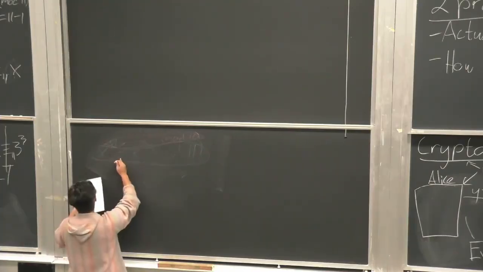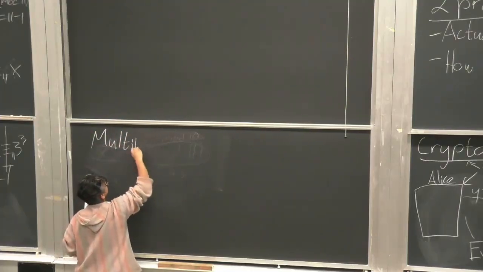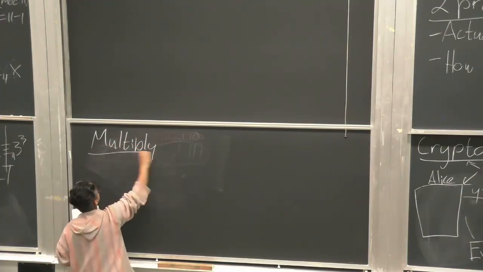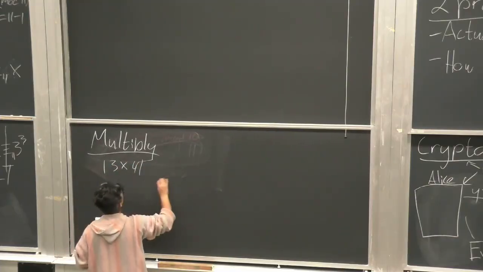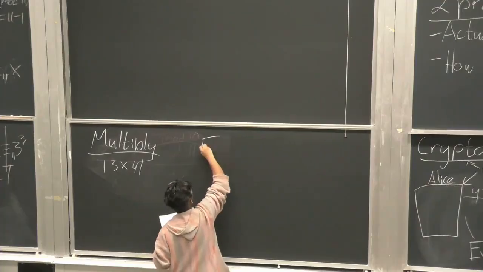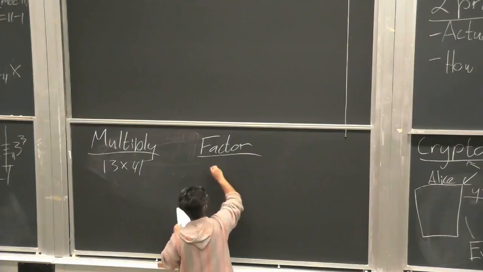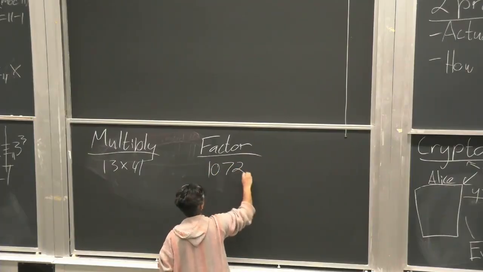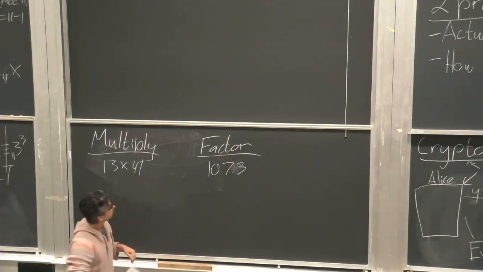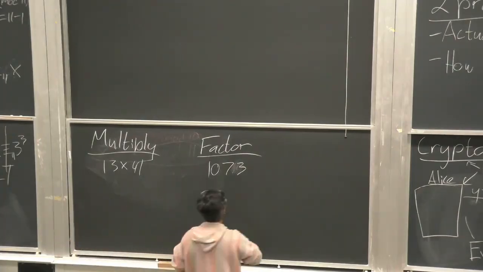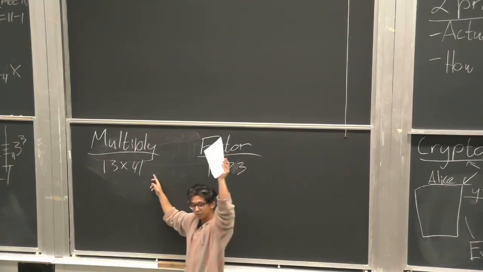Okay, so hardness, I'm going to ask a little question first. You have a choice. If you were put in a room and had to do these as quick as you can, and you were timed on it, which would you rather do? Who would rather factor this number? Who would rather multiply these two?